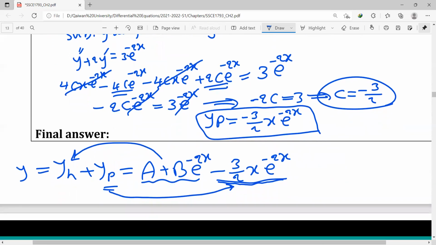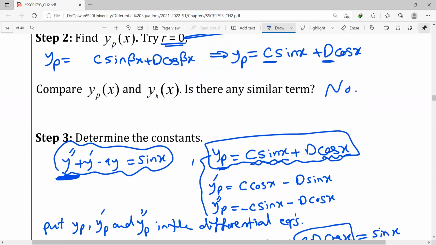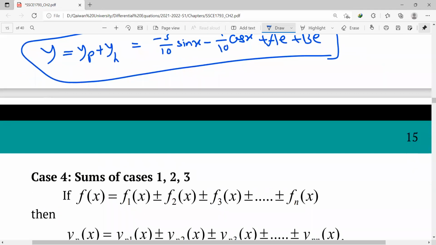All are the same process. But in the first case, we said we are going to choose a polynomial. In the second case, we said we are going to choose an exponential function. But for the third case, if the right-hand side is a sine or cosine function, we choose c sine plus d cosine. If there is similarity, we choose x times c sine plus d cosine. If there is still a similarity, we choose x squared, c sine plus d cosine. The same process.